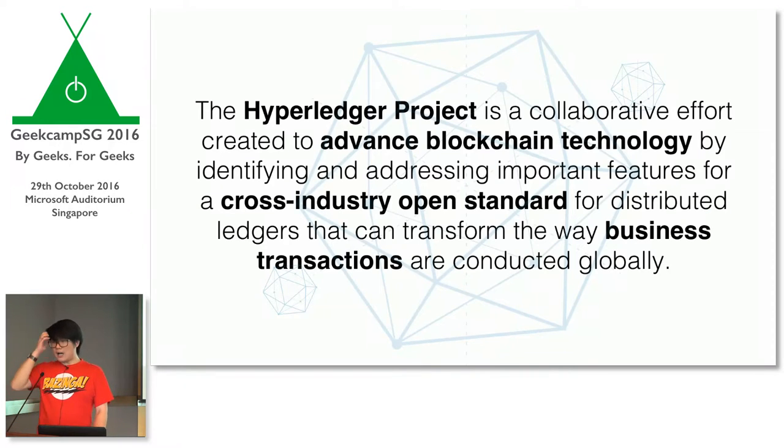So the HyperLedger project has changed a lot over the past 1 year, actually about 9 months now. It was announced in the beginning of the year, and it's changed quite a bit. It is meant to be a collaborative effort to advance blockchain technologies with a cross-standard industry open standard, right, to transform business transactions. So the key point is actually business processes and transactions. It's not just about money, it's not just about bitcoins, it's about processes.